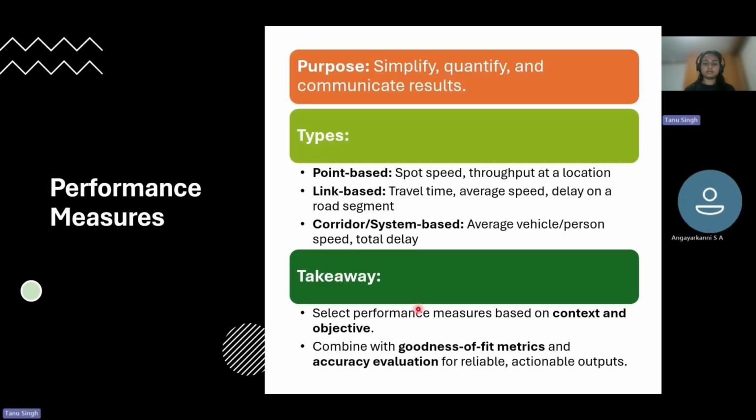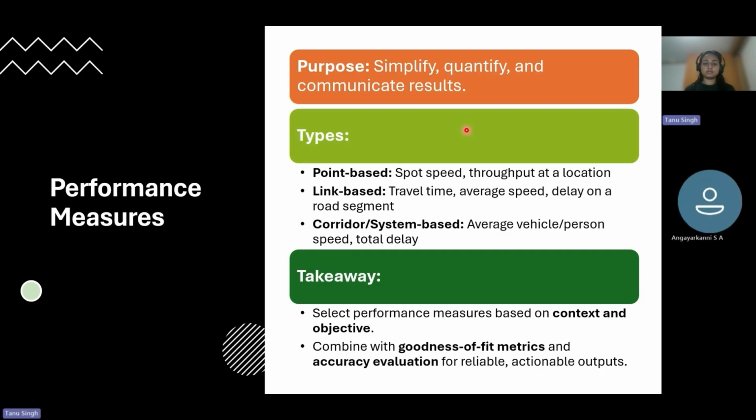Then comes the performance measures. Performance measures simply simplify, quantify, and communicate the results. They allow decision makers like policymakers to understand the outcome without needing the technical details of vehicle interactions. There are different types of performance measure.